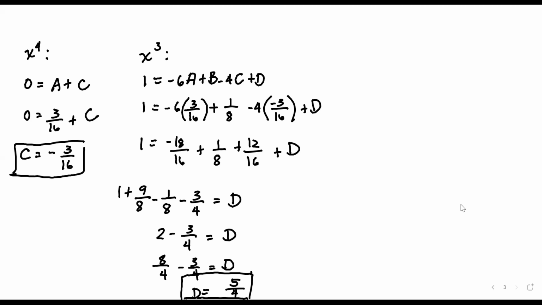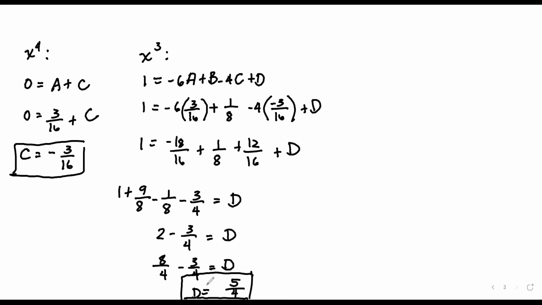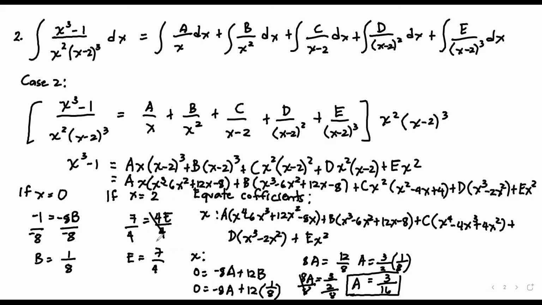The value of A is 3 over 16. B is 1/8. And then C is negative 3 over 16. D is 5/4. And E is 7/4.